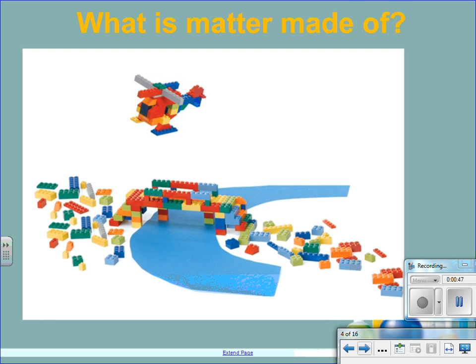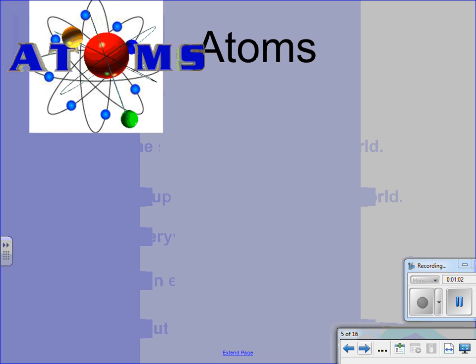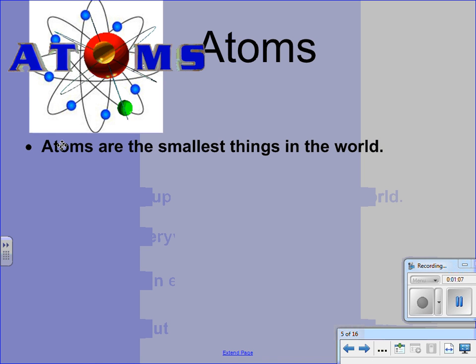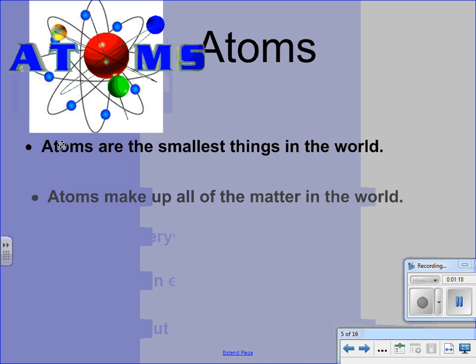We also talked about what matter is made of. And we used the example of the Legos and building blocks. Does anyone remember what we call those building blocks of matter? If you said atoms, you are correct. Atoms are the smallest things in the world. You can't see them. Masai, I'm talking to you. You can't see them. You need a very high-powered microscope to see them.